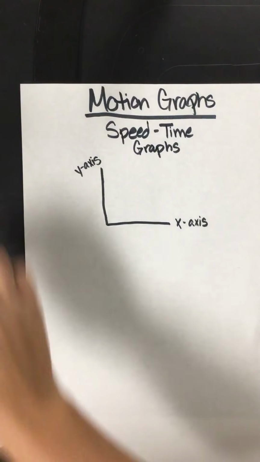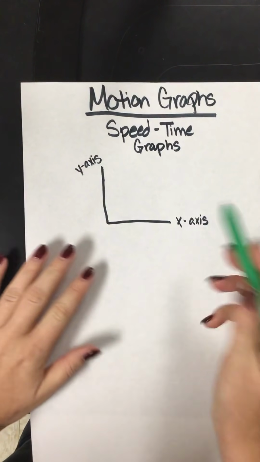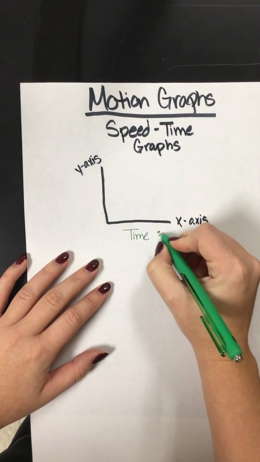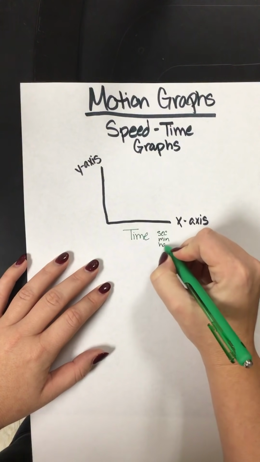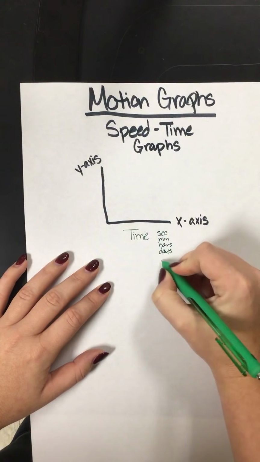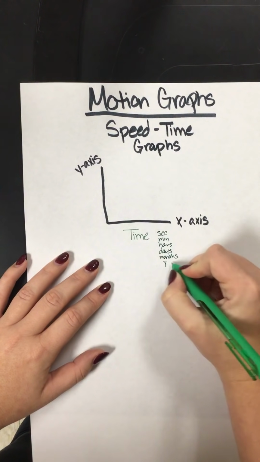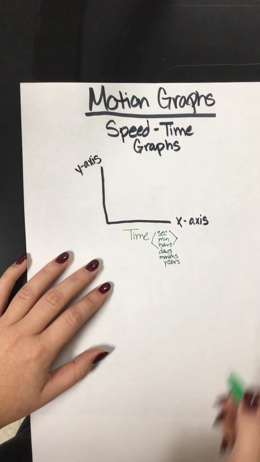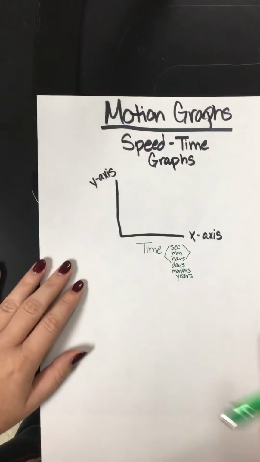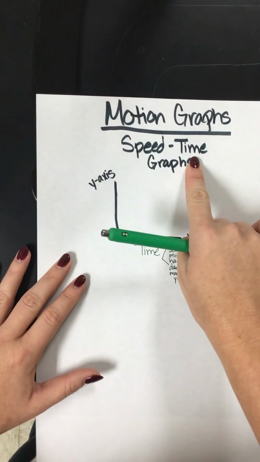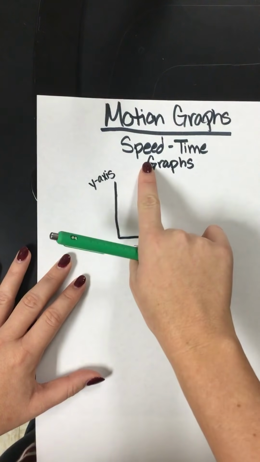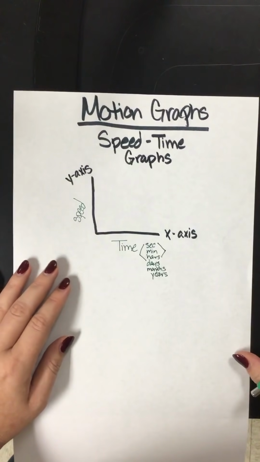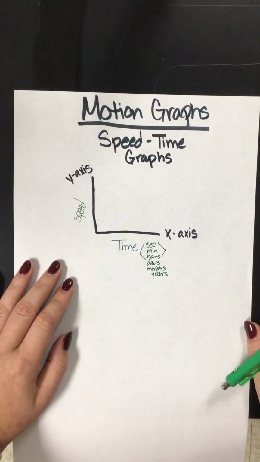Now for everything that we're going to be doing in this unit, our x-axis, the one down here, is always going to be time. And remember that time can be measured in seconds, minutes, hours, even days, months, or years. Usually for this unit, we're looking at seconds, minutes, maybe even hours. Okay, and then our y-axis, well, let's look up here, speed time graphs. Well, I know my x-axis is going to be time, which means my y-axis is where we are graphing our speed. So make sure this is in your notebook. And then we're going to move on.